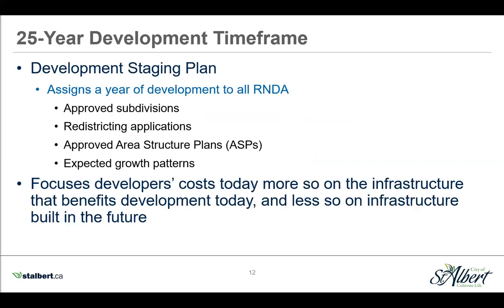So all remaining net development area is assigned a projected year of development in the offsite levy model. Planning assists in providing this estimate, which is updated annually. What they do is they look at what approved subdivisions executed development agreements that year, and then consider when they expect other approved subdivisions to start construction. They consider redistricting applications, which may be in process or recently approved. They will also look at whether an area is part of an approved area structure plan, or if there's a pending ASP application coming forward. And finally, they look at the long-term planning growth scenarios to best predict when and where development will occur.